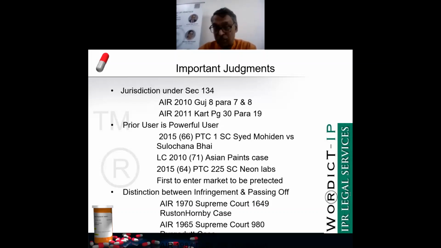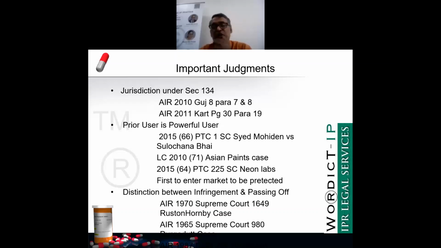So this case is extremely important. I recommend everyone to read it. Then the next one is the Neon Labs case, which was also referred to in the Sulochana Bai case. Neon Labs case also says the first to enter the market is to be protected. Even though the later entrant could be a registered user, the first who has entered, who may not be a registered user, has to be protected.